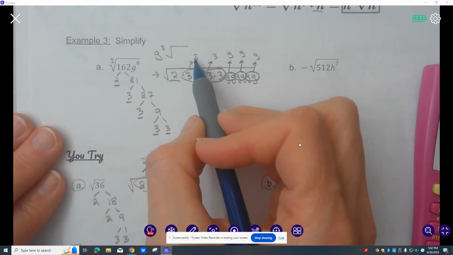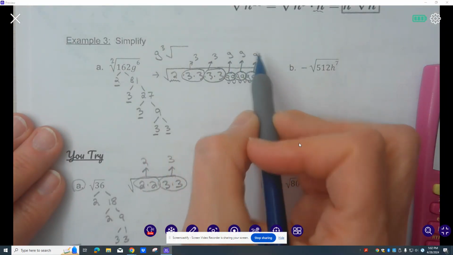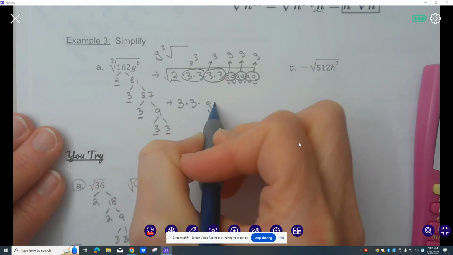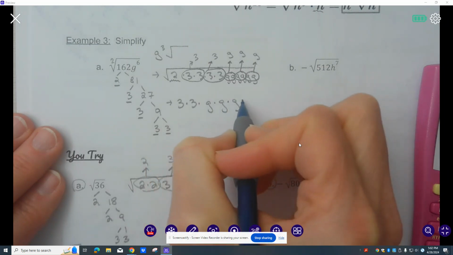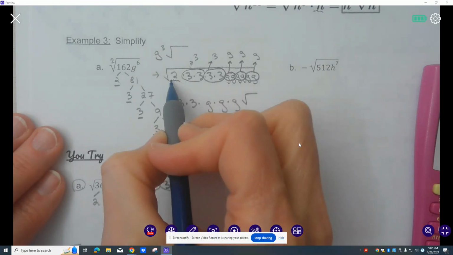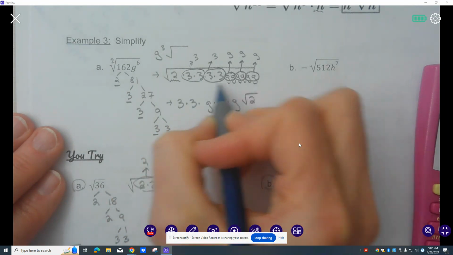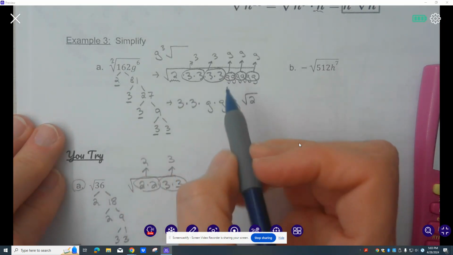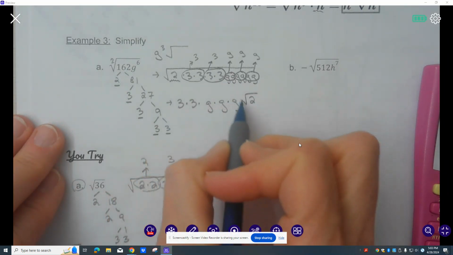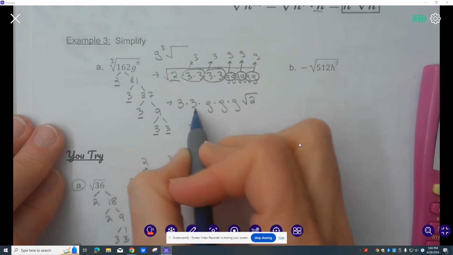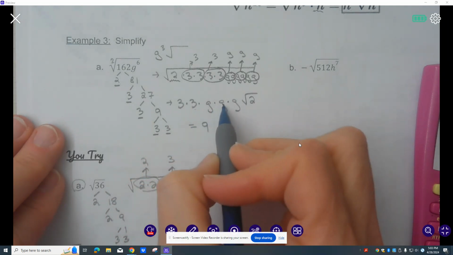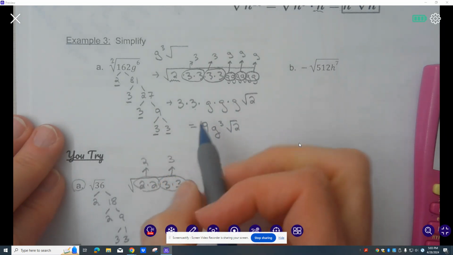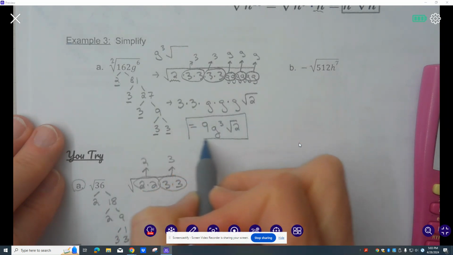So outside the jail, I have 3 times 3 times g times g times g. And the only thing left in the jail that isn't circled is the 2. So it's really important that you do your circling so you can see very clearly who escaped and who's left. Now simplify, multiply everything outside the jail. 3 times 3 is 9. g times g times g is g to the third. And then the 2 is what is left in the jail. So that's my simplified version.